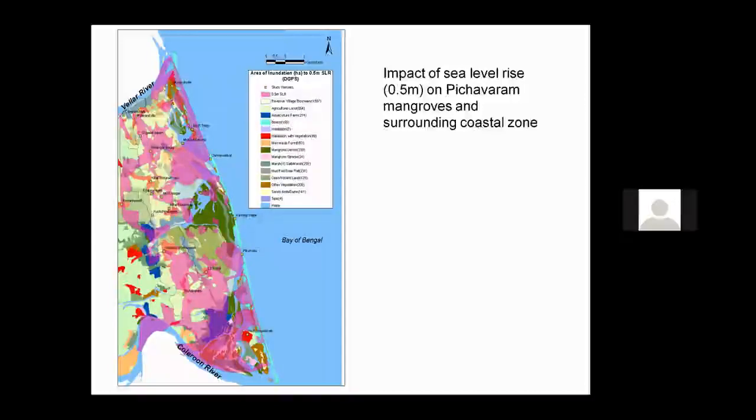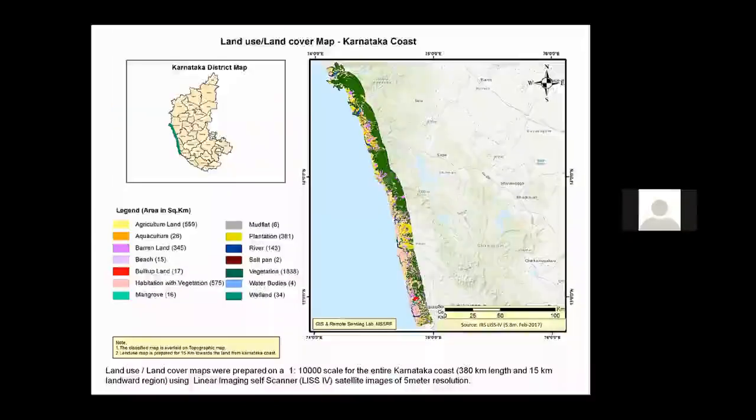The next work is that we do some vulnerability analysis work for the Karnataka coast also. We work closely with the government of Karnataka. The map you are seeing is the entire Karnataka coast, which has been mapped using high resolution satellite images for vulnerability analysis studies, and we do this extensively. We work for biosphere and agriculture. This part I'll show in the next slide. So you can see this is the vulnerability analysis we did.